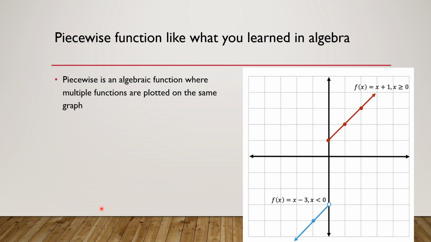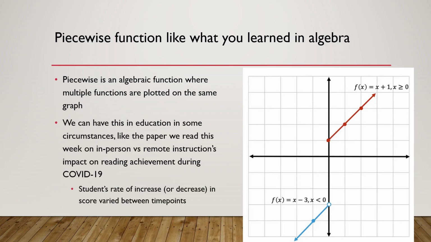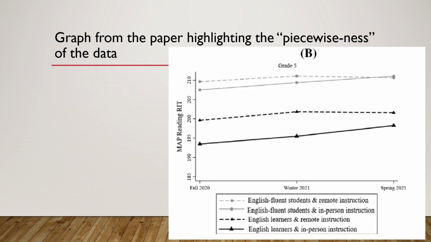So this is, in general, the principle that we'll be working with when we're thinking about how they use the piecewise function in the data for that article. So we can have circumstances in education research where piecewise functions are relevant, and one of them is the reading that we had this week, because they noticed that the rate of change for the students varied depending on what time point you were comparing. So this is the graph that they had in that, or one of the graphs, graph B, that they are looking at the reading scores.